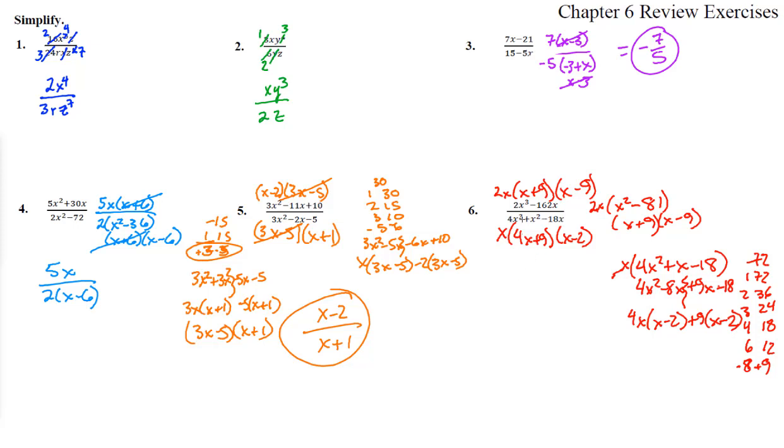And what can we cancel? Well, the x's go away. Is that it? The x plus 9, that's not the same as 4x plus 9. X minus 9, that's not x minus 2. Nothing else cancels. We're just left with 2 times x plus 9 times x minus 9 over 4x plus 9 times x minus 2. Okay, good. That's number 6.